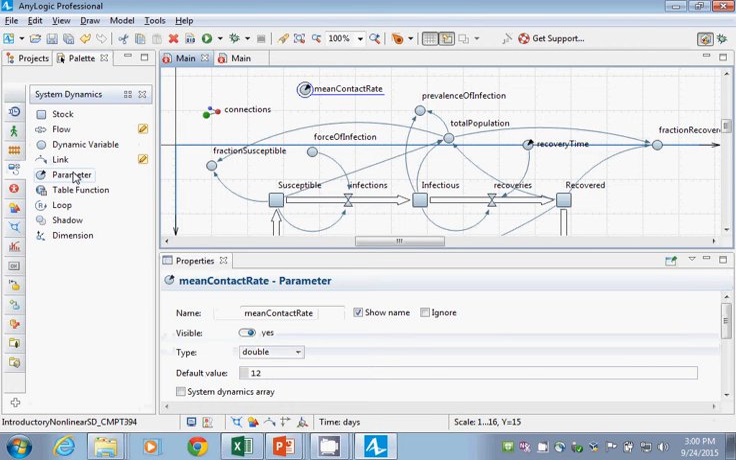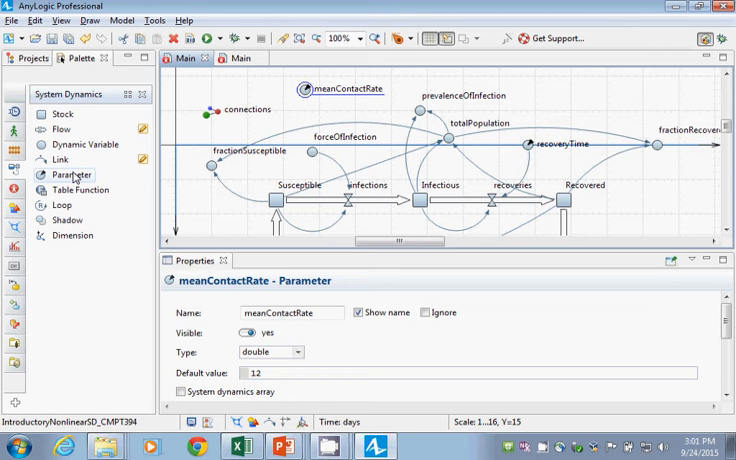Prevalence of infection. That's exactly right. We already have that in the model. So we're going to say, okay, of those 12 people with whom I come into contact, suppose that in the whole population, 50%, 0.5 fraction, on a fraction basis, of that population is infected or infectious, the prevalence of infection.